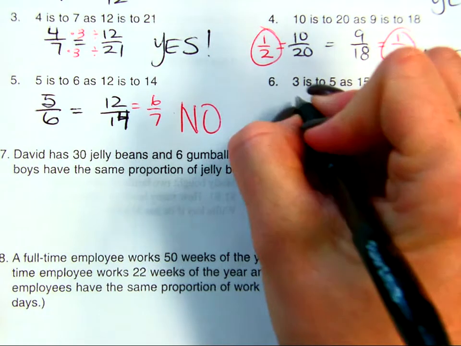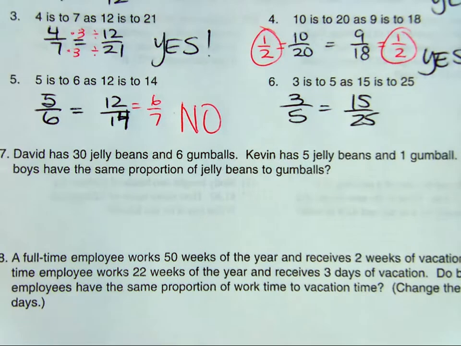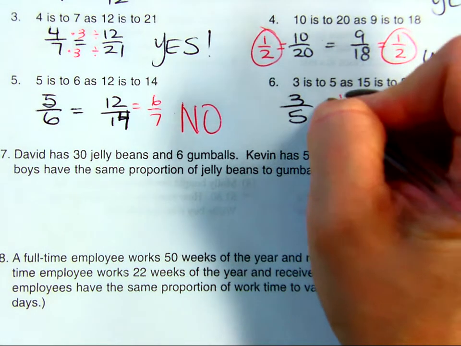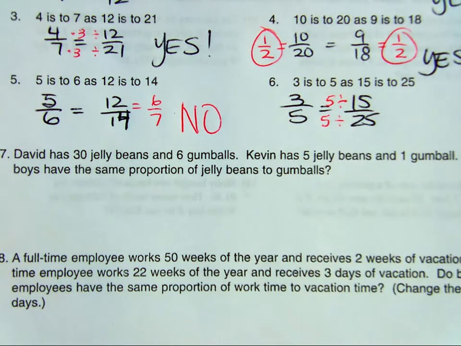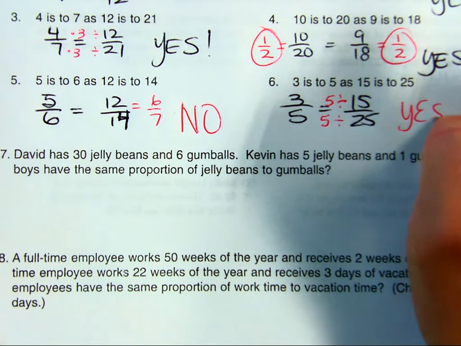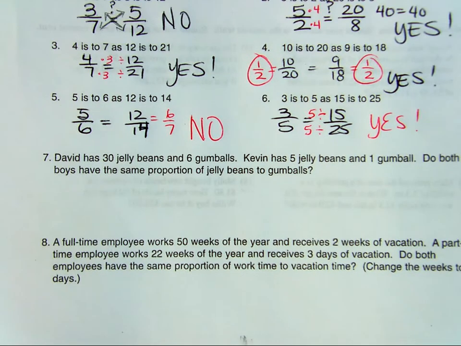So 3 is to 5, as 15 is to 25. Yes, because if I divide this by 5 and divide this by 5, 25 divided by 5, and so on. So this is a yes. Okay. We flew through that, and I kind of thought we would, but it's number 7 and 8 that I want you to take a look at.